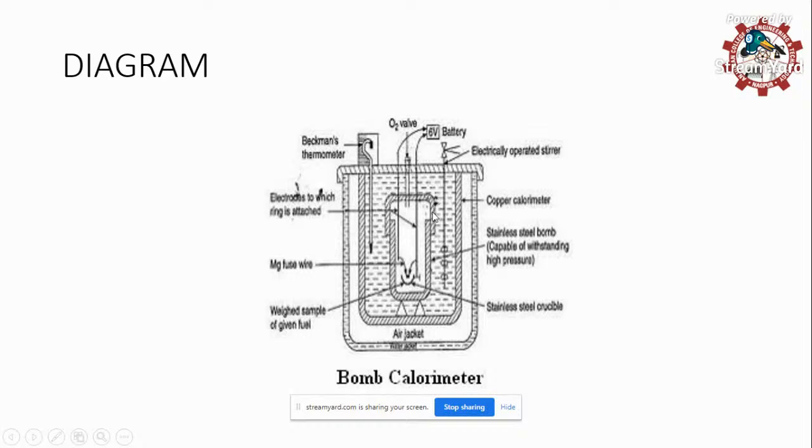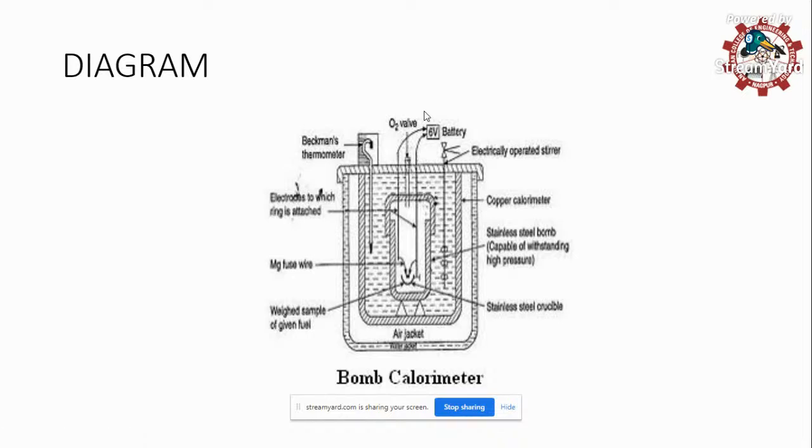We are going to put the cap back, we are going to screw it up so that nothing comes out, nothing goes in, right? Then we are going to lower this bomb into the copper calorimeter, okay? The copper calorimeter will be filled with water. Now then, after filling it with water, the cap will again be put back so that nothing comes in, nothing goes out. And the whole of this bomb calorimeter will be made insulated by air jacket or with the help of water jacket.